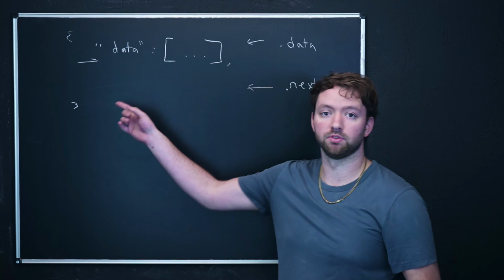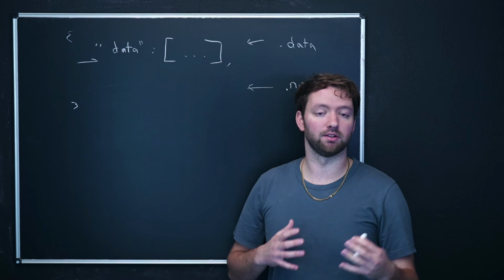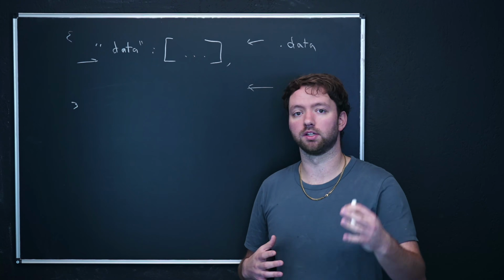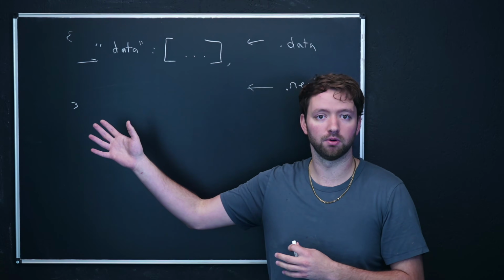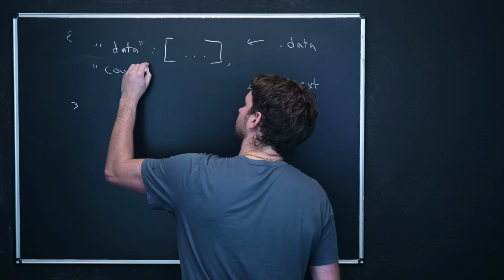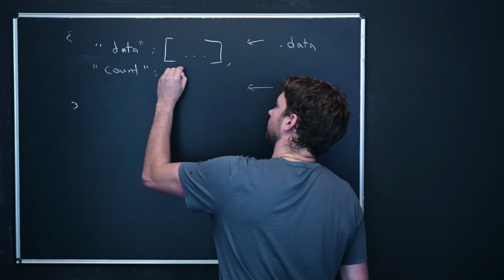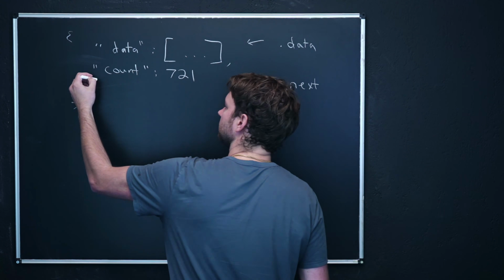So what kind of attributes would we put in here? This is going to depend on your approach to pagination. We're going to talk about a couple of different approaches, but just to get us started, I'll show you an example. We may have something like the count, which is the total number of elements.